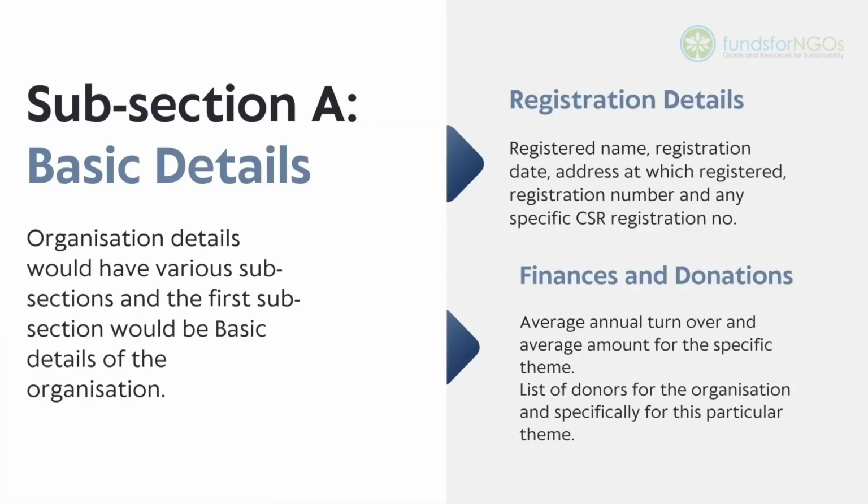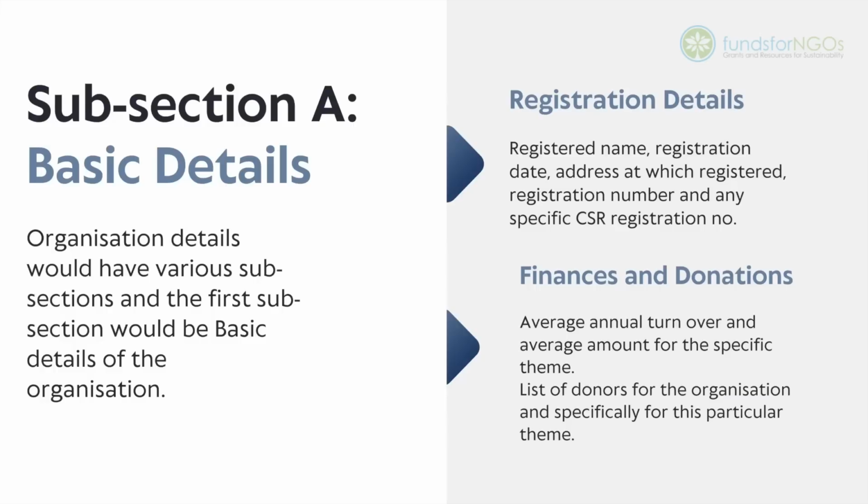Subsection A, Basic Details. Organizational details would have various subsections, and the first subsection would be Basic Details of the organization. Basic details would further include registration details of the organization, such as registered name, registration date, address at which registered, registration number, and any specific CSR registration number. That is, for example, in India, any NGO interested in conducting CSR projects should have a CSR registration number from the Ministry of Corporate Affairs. Thus, check if there are any specific such regulations in your country, and if so, include the relevant details.